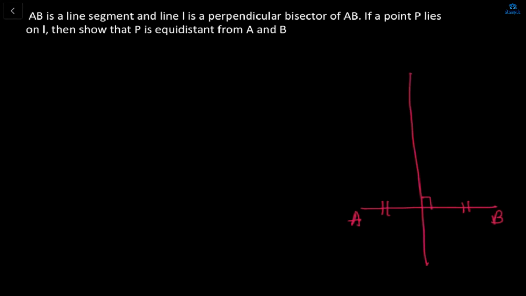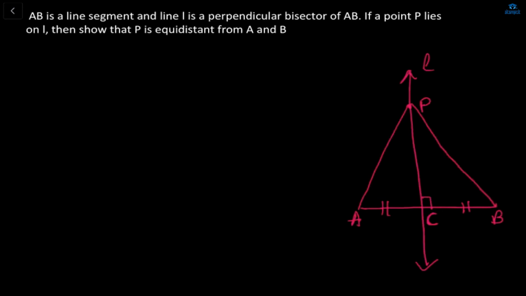This is L. Now I'm assuming that it is meeting at point C. You can take any point when you are drawing a diagram. If a point P lies on L, any point P, then show that P is equidistant from A and B. So what we can do, we can join AP and PB.